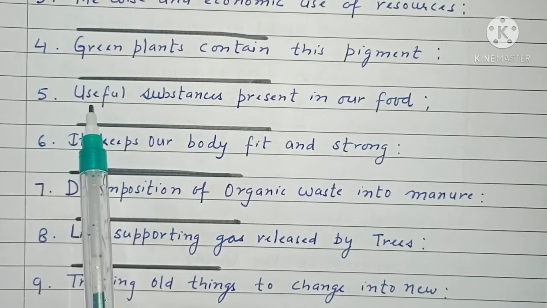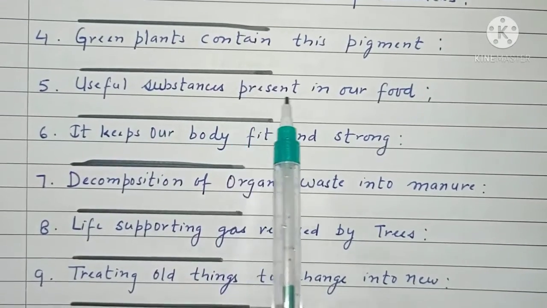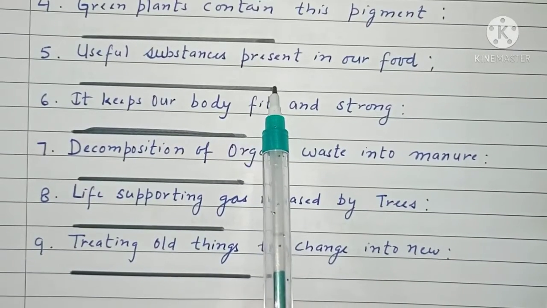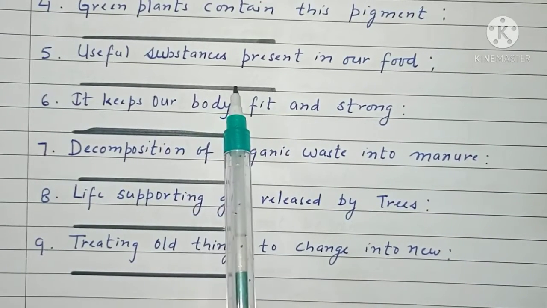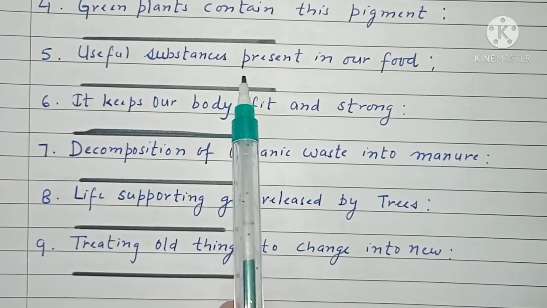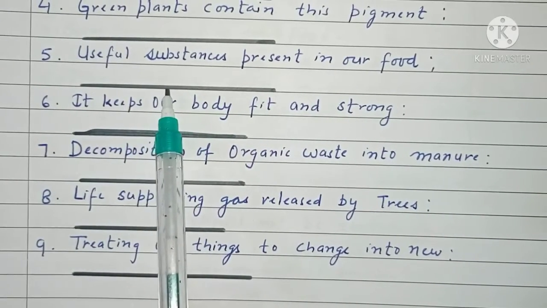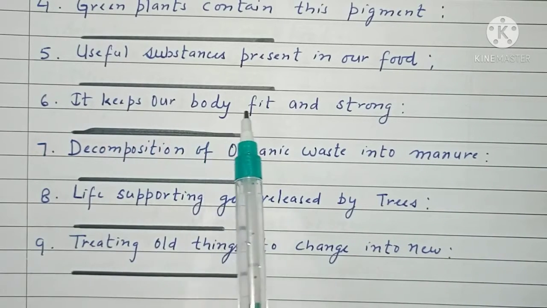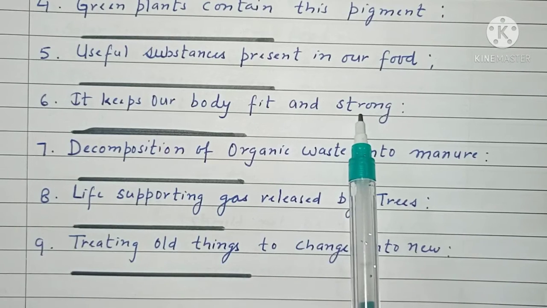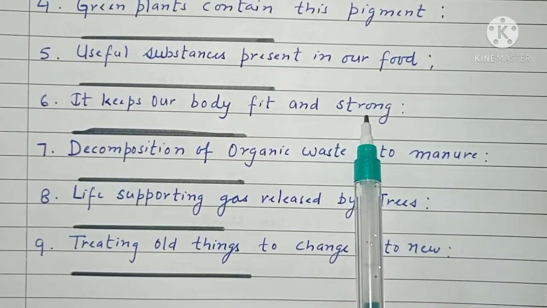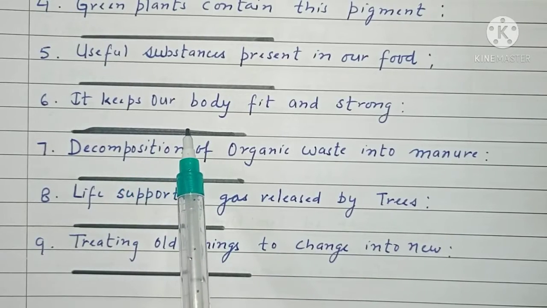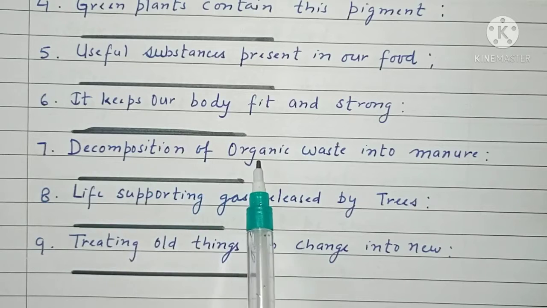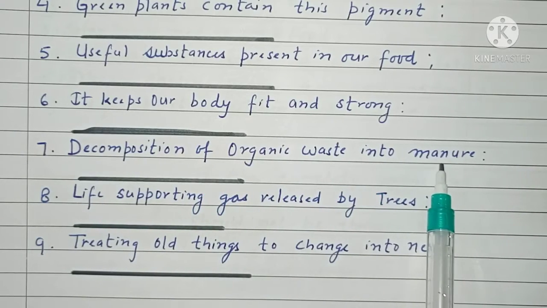Number 5 is useful substances present in our food. Students, we all take a balanced diet. And what is there in a balanced diet? The useful substances present there are known as nutrients. Number 6, it keeps our body fit and strong. What makes our body fit and strong? It is regular exercise.